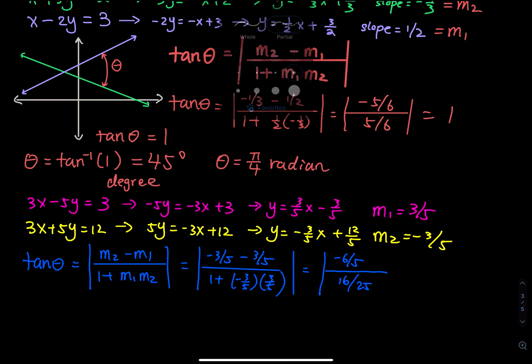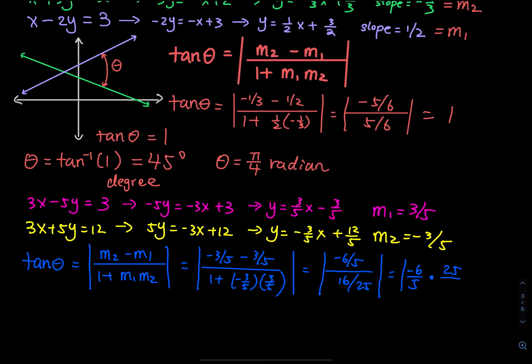I'm going to save some space because I want to do multiplication. So that is the top multiplied by the reciprocal of the denominator, negative 6 over 5 times 25 over 16. And then what can we do? This is a 5, so this is a 3, and this is an 8. So you will have negative 15 over 8, but you take the absolute value of that, so you get 15 over 8. At this point, we have tangent theta equals 15 over 8.